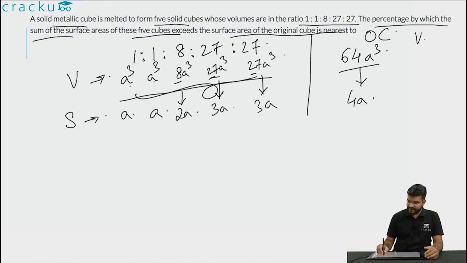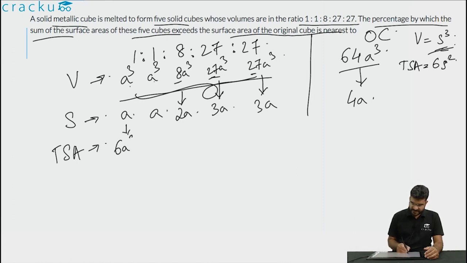Remember that the volume of a cube is equal to S cube, where S is the side of the cube. Now let us calculate the total surface area. The formula for the total surface area of a cube of side S is 6S square. So for each one of them let us calculate the total surface area. For A it will be 6A square, again 6A square, here it will be 6 into 2A square, that is 6 into 4A square, so 24A square. This is 6 into 9A square, so that will be 54A square. This also will be 54A square.